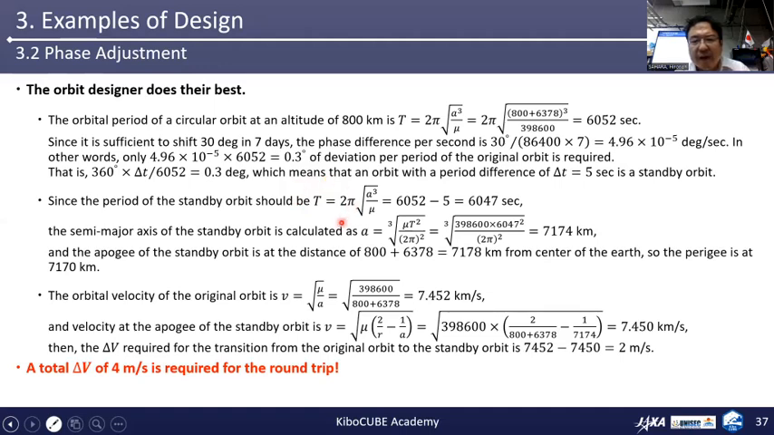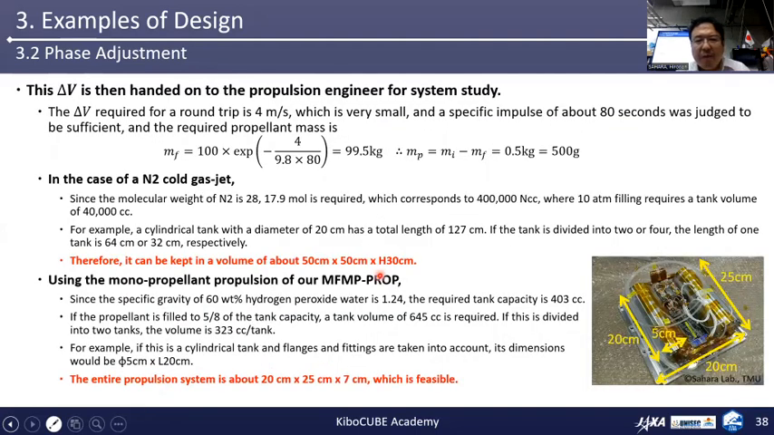This is achieved by an orbit with an orbital period of 6,047 seconds and a semi-major axis of 7,174 kilometers. The velocity increment for deceleration required to reach the perigee altitude is 2 meters per second. Since it will return to its original orbit after 7 days, this is multiplied by 2 to obtain the total required velocity increment. The propulsion engineer takes over this velocity increment.